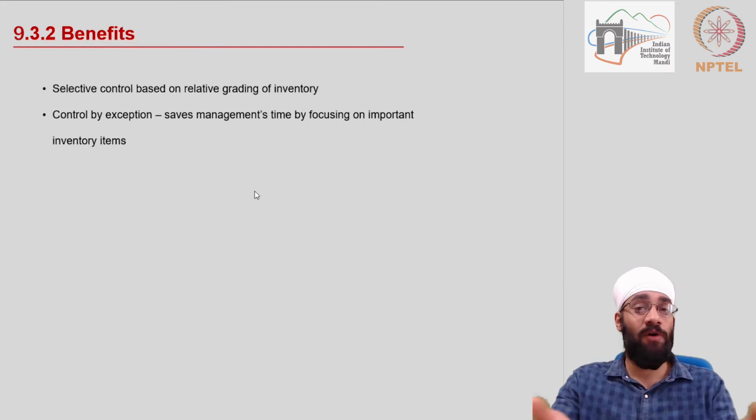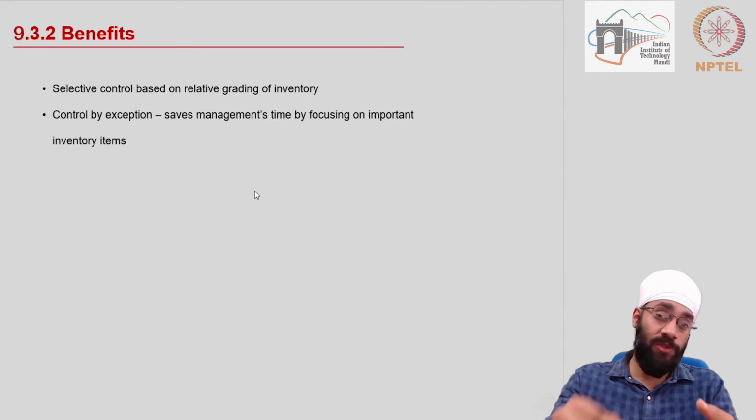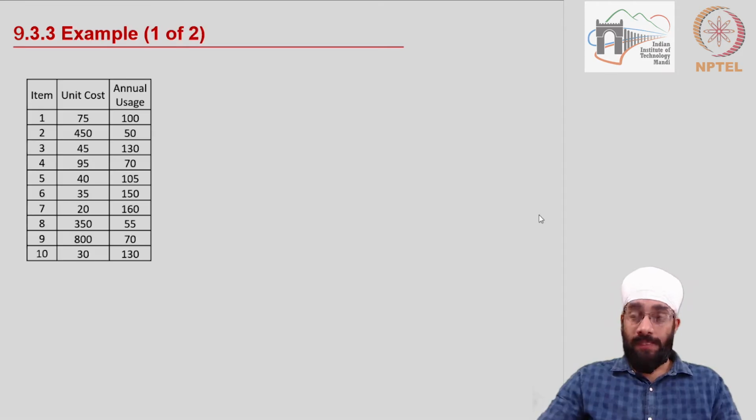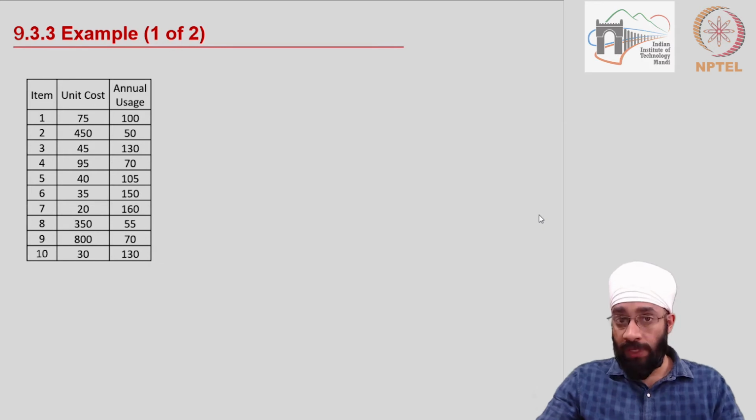So the benefits of the technique: selective control. You could choose where you want to pay attention and where not, and also you can do control by exception. You can choose which items to, from time to time, change or shift your focus if need be. Let us now take an example to see how ABC analysis would be used in practice.